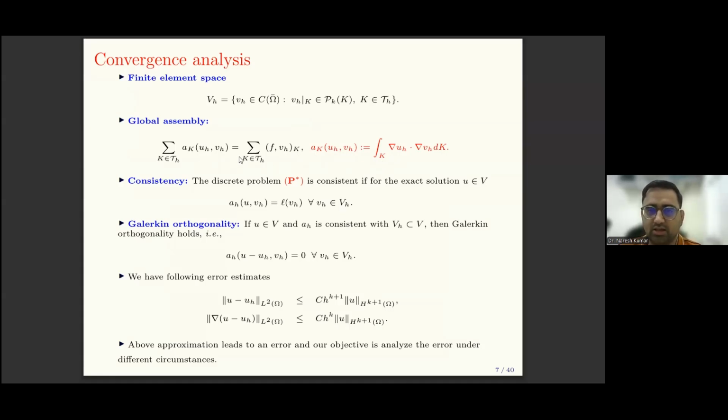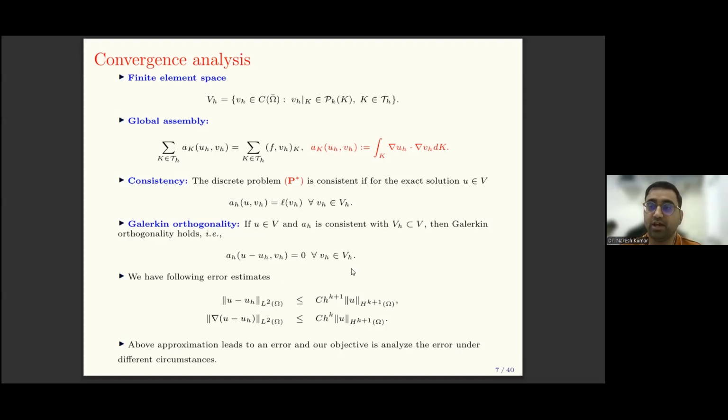So this is for our last model problem, elliptic PDE. And then the consistency part in the finite element method: if you take the classical finite element methods, consistency follows by default, because in the classical finite element method we assume that our finite dimensional space VH is a subspace of the continuous space V. If we impose this condition, then consistency automatically follows, and we call it Galerkin orthogonality.